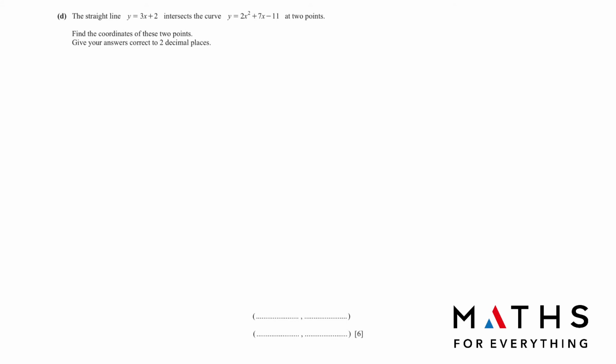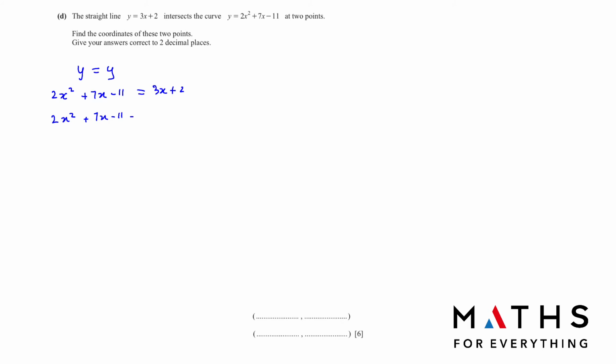In part D, the straight line y is equal to 3x plus 2 intersects the curve y is equal to 2x square plus 7x minus 11 at 2 points. We have to find the coordinates of these 2 points and write the answer in 2 decimal places. So first thing you need to know, whenever any two equations intersect each other, we write y is equal to y. So 2x square plus 7x minus 11 is equal to 3x plus 2. Bring everything on one side so that we can simplify it.